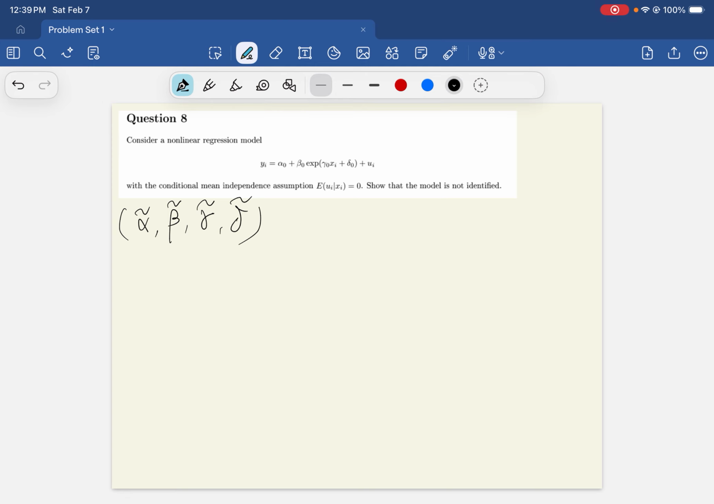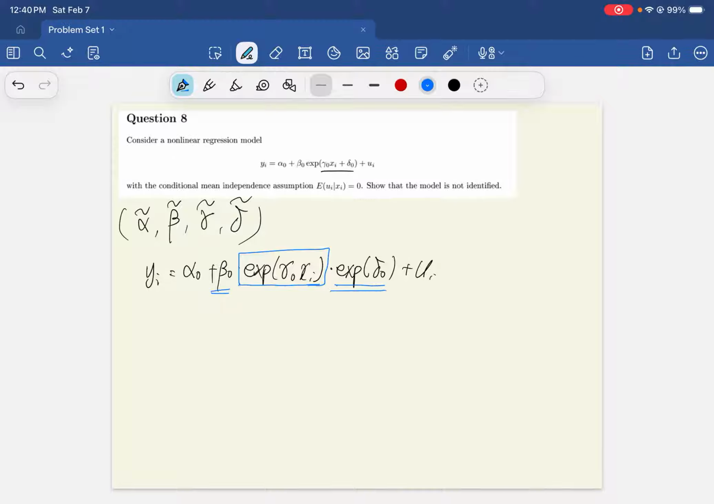How can we find an observationally equivalent parameter? Exponential something plus something can be written as a multiplication, right? Here, the idea is, this part does not matter. X gives you variation of this term. However, the multiplied coefficients are actually 2. There are 2 different coefficients multiplied to the same variation. So then we cannot distinguish them.